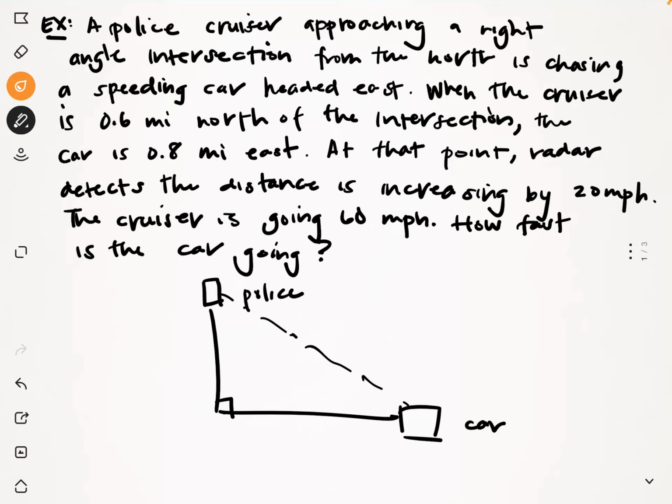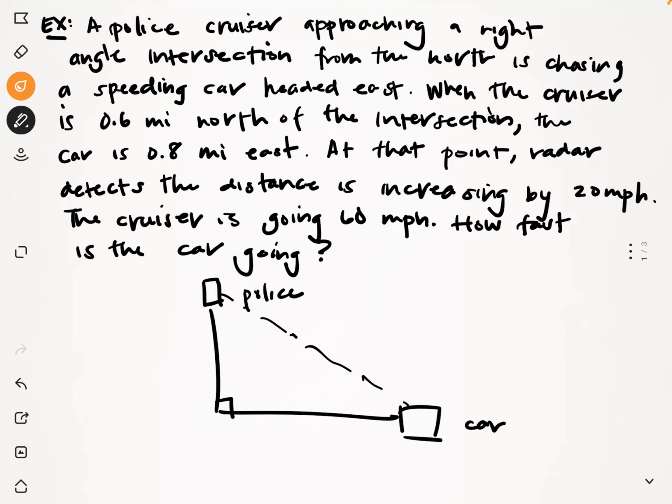So in this first problem, it says a police cruiser approaching a right angle intersection from the north is chasing a speeding car headed east. When the cruiser is 0.6 miles north of the intersection, the car is 0.8 miles east. At that point, radar detects the distance is increasing by 20 miles per hour. The cruiser is going 60 miles per hour. How fast is the car going?